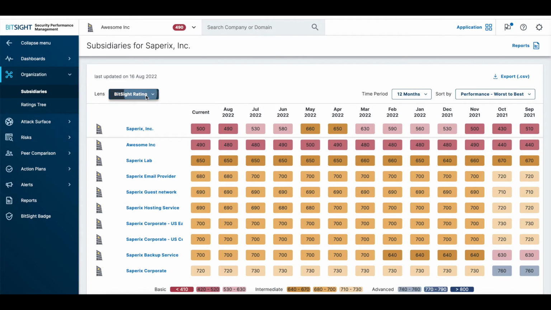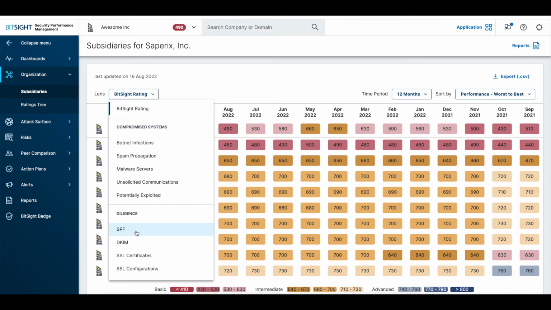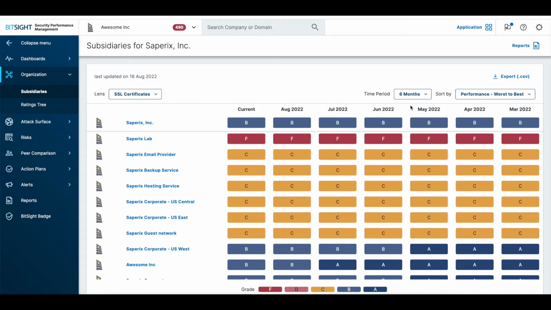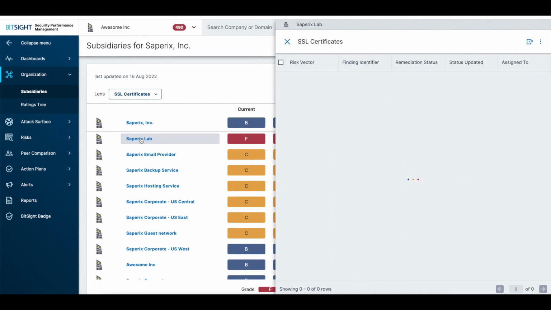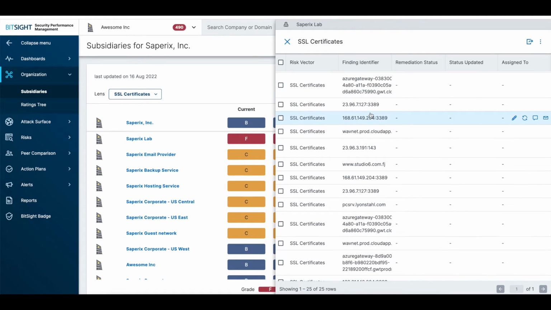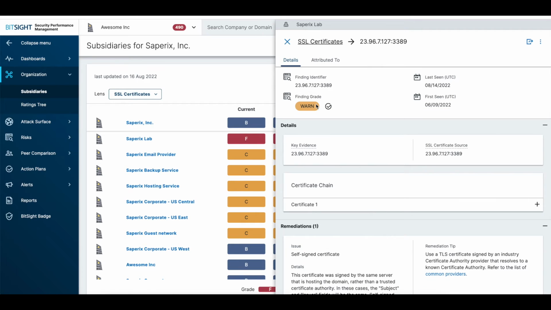Furthermore, I can also drill into the risk vectors themselves. So we can look at SSL certificates at a time period of 6 months, and I can see relatively good grades across the board here, but I do want to understand what's happening with Superics Lab getting Fs on their SSL certificates. So I can drill in, see any associated information like the remediation status, assignments, and what's happening with any one of these certificates.